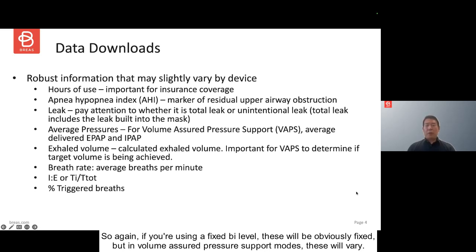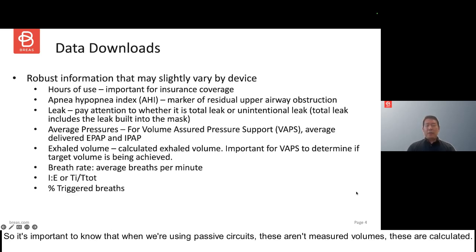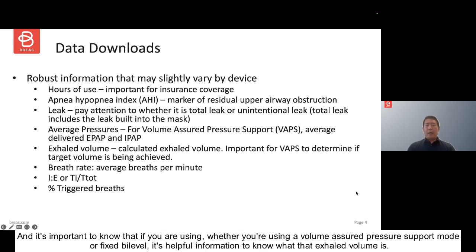But in volume assured pressure support modes, these will vary, and so it's really important to understand what those average numbers are throughout the night. The data downloads will also give you an exhaled volume. It's important to know that when we're using passive circuits, these aren't measured volumes, these are calculated. And whether you're using a volume assured pressure support mode or fixed bilevel, it's helpful information to know what that exhaled volume is.